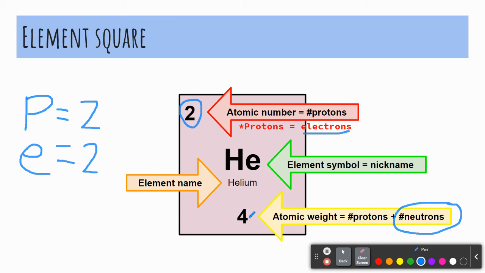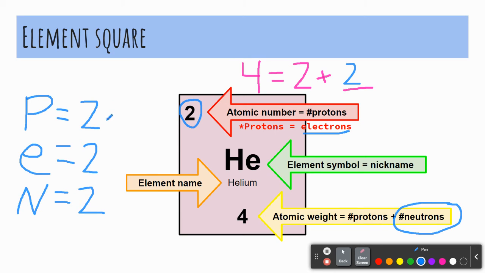So we have the atomic weight here. So atomic weight equals the number of protons, which is here. So we've got 4 equals 2 plus, all right, so we don't know the number of neutrons. So 2 plus what is going to give us 4? So 2 plus what equals 4? So 2 plus 2 is 4. So that's how we know how many neutrons there are.